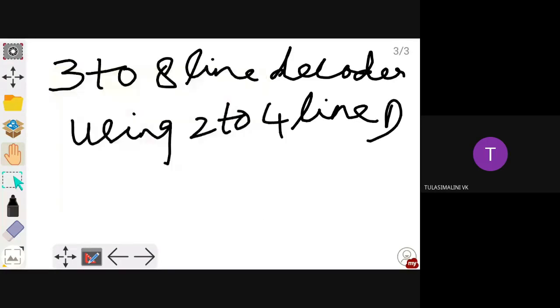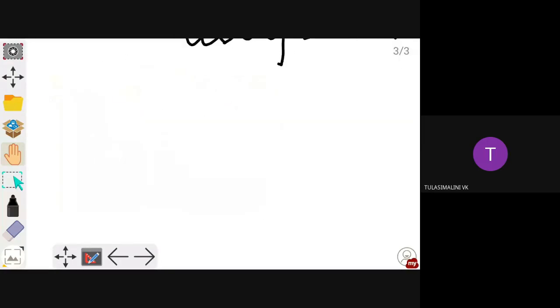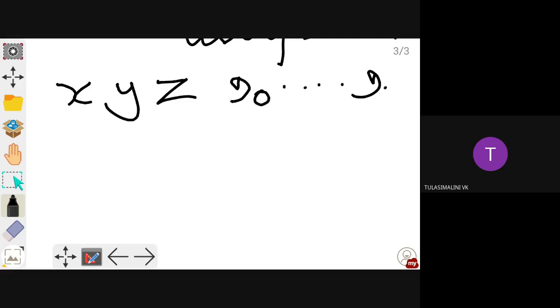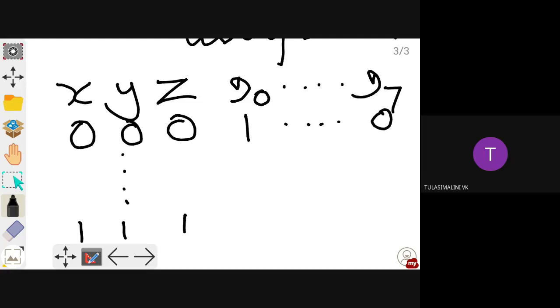So first, before drawing the block diagram, you obtain the 3 to 8 line decoder ஓட truth table எழுதிக்கோங்க. For example, XYZ is the input and D0 to D7 is the output. So 3 to 8 line. If it is 0, 0, 0, then D0 is 1 and the rest will be 0. Similarly for 1, 1, 1, everything will be 0, D7 will be 1. So write the truth table here.